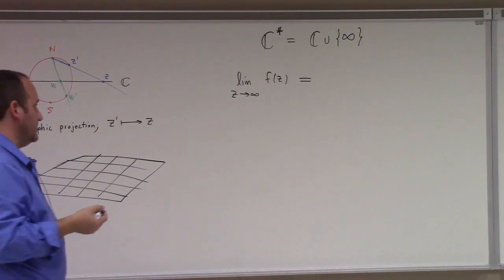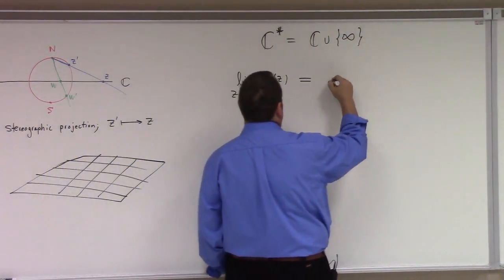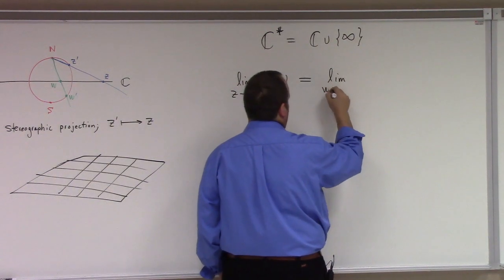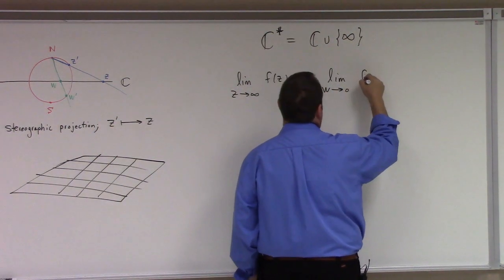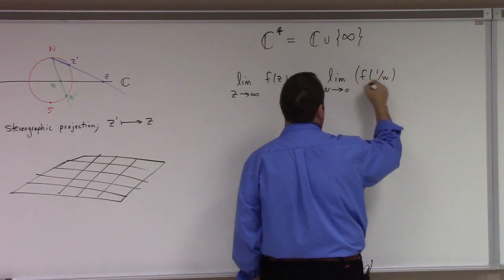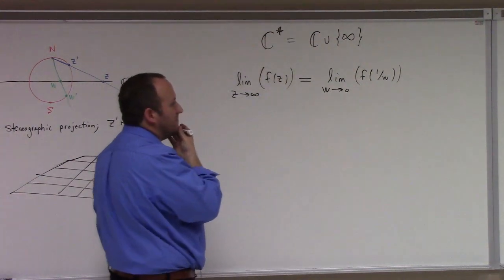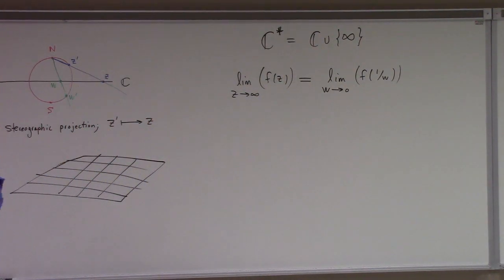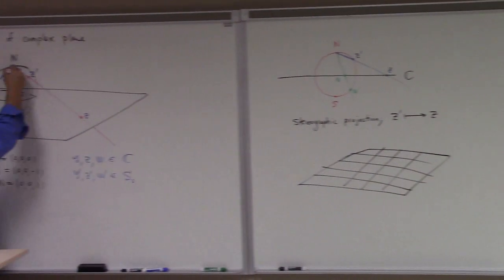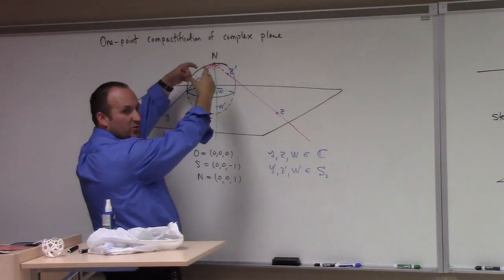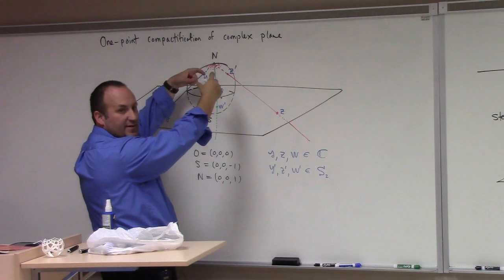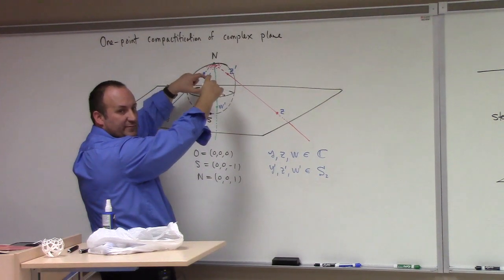So what we do in terms of algebra is we replace this with a limit as w goes to 0 of f of 1 over w. You could actually look at this picture, and it's kind of neat, because you can imagine a little open disk around the North Pole, and imagine what that would look like under the stereographic projection. What would it be?